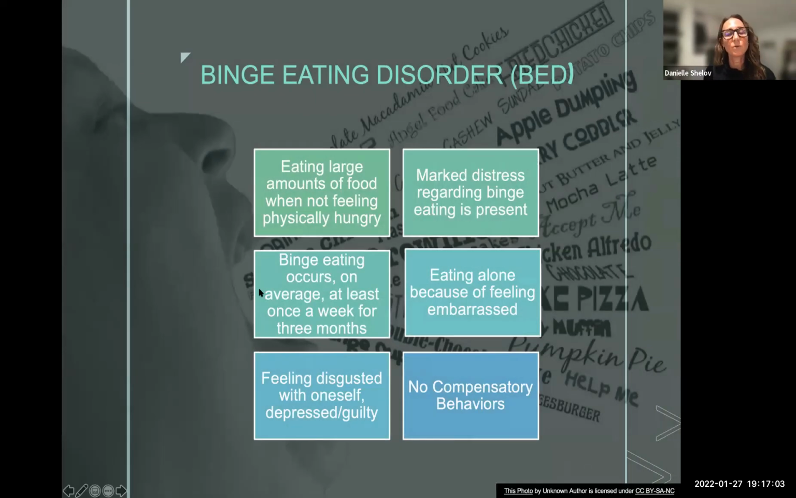And then binge eating disorder is the other one that's still in the manual. Basically it's similar to bulimia without the compensatory behavior. So it's eating large amounts of food when you're not hungry, with real distress around the engagement with food. Again, it occurs at least once a week for 3 months, usually much more frequently than that. There's a lot of shame involved in binge eating, a lot of self-disgust and self-loathing, but again, no compensatory behaviors.